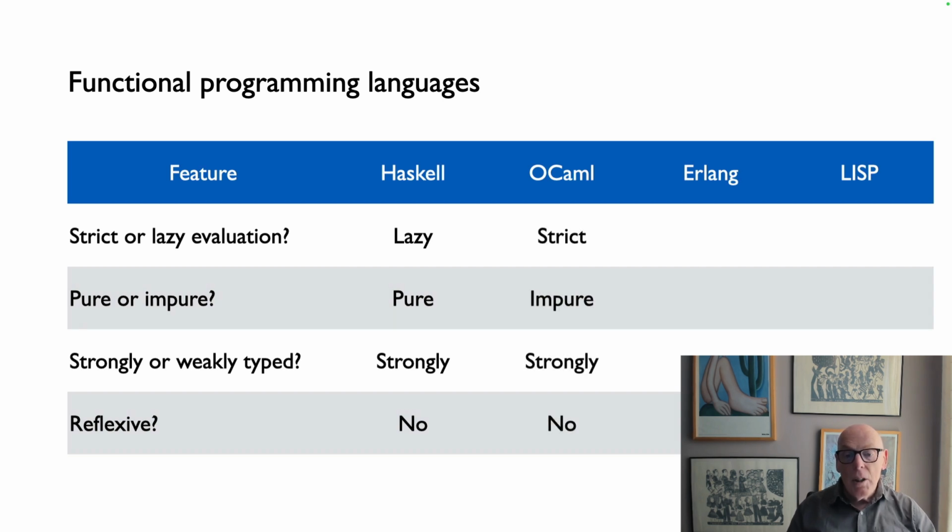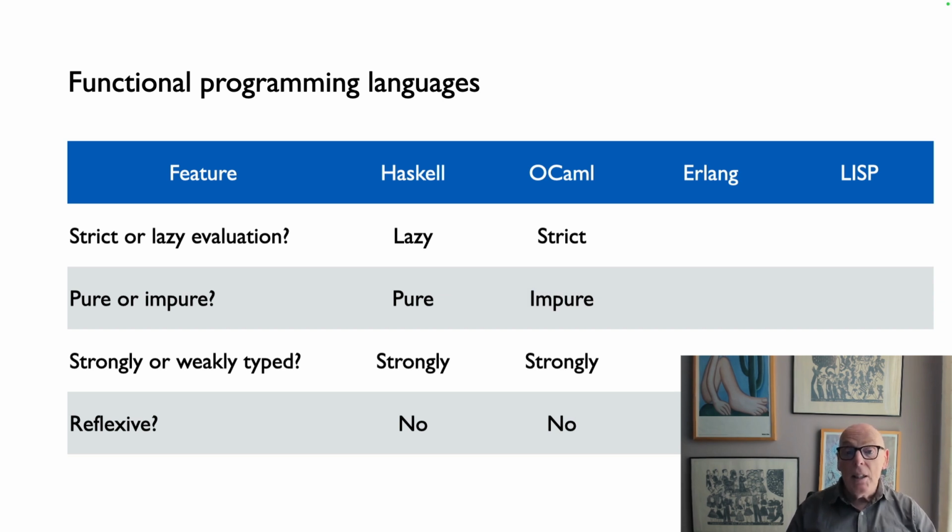That's in contrast to OCaml, which is strict, so that follows the more usual approach to evaluation, that you evaluate function arguments first and only then apply the body of the function to those values.